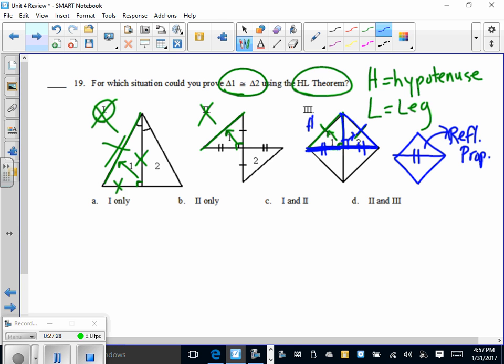Or, we could say in these two triangles, this side right here is congruent to itself by the reflexive property. That's probably the one we need to use. The second one, not this one. So, I've got H and I got an L. So therefore, it's number 3 only.